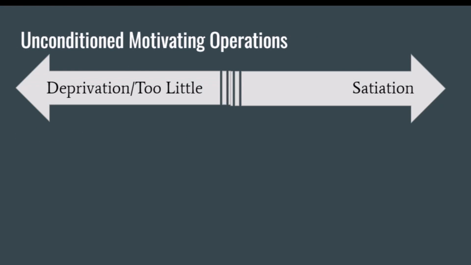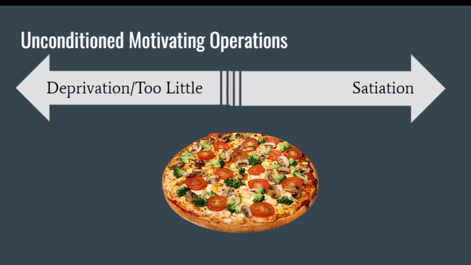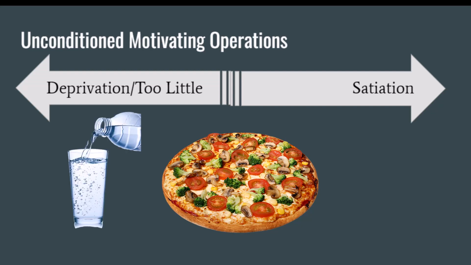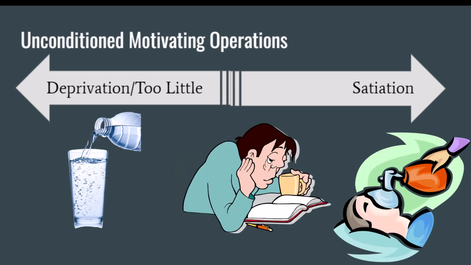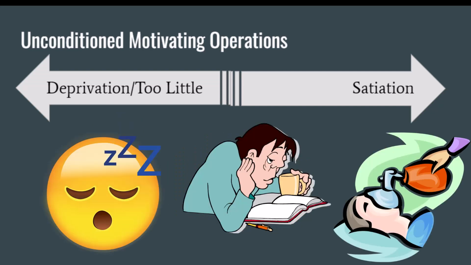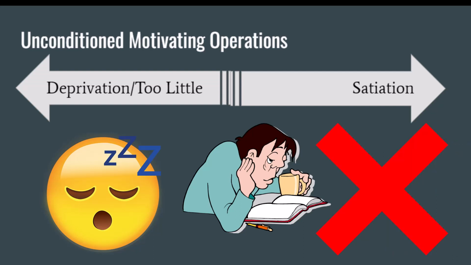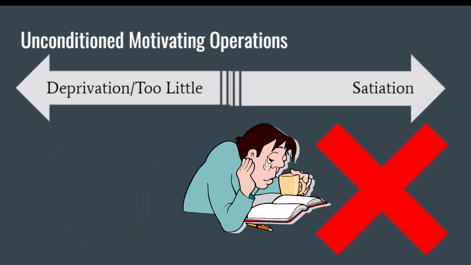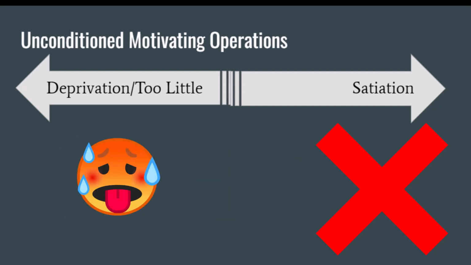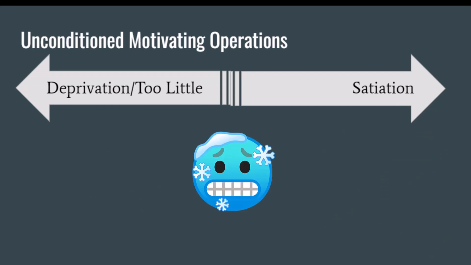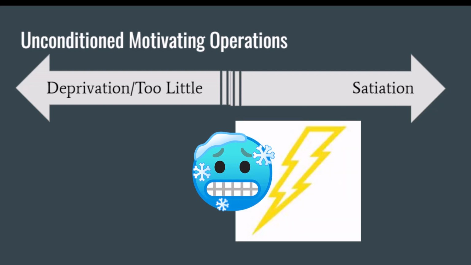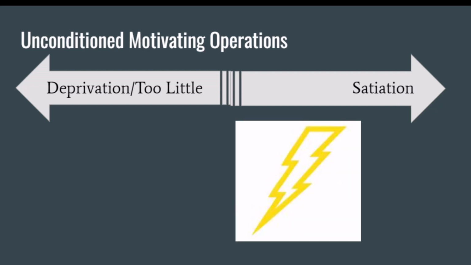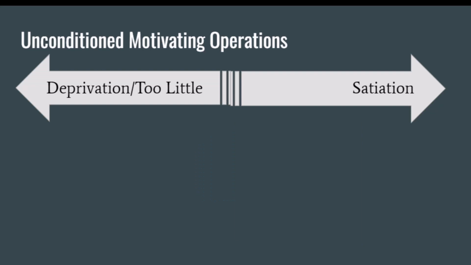Unconditioned motivating operations are effective stimulus conditions that will always naturally be effective from birth without prior learning. These include food deprivation, water deprivation, oxygen deprivation, sleep deprivation, activity deprivation, sex deprivation, being too hot, being too cold, and an increase in painful stimulus. It can help to think of any MO as being along a deprivation-satiation continuum.